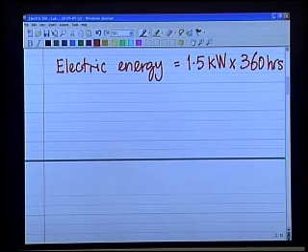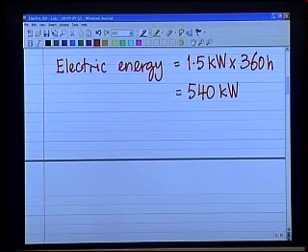All right, 360 hours. Okay, we will just use H to make things more standardized. So 1.5 times 360, what would I get? I will get 540 kilowatt hours.